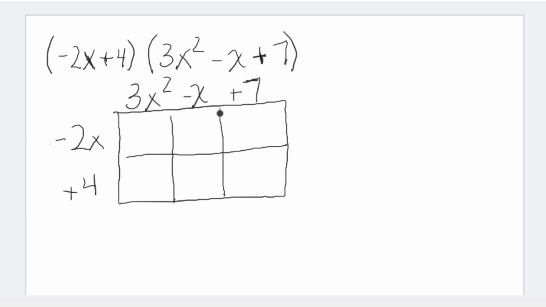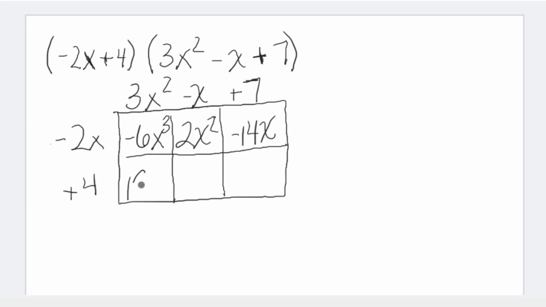And then you multiply them together, okay? Remember, you multiply your coefficients, so the numbers in front, and then you add their exponents. So negative 2 times 3 is negative 6, and then x times x squared is x to the third. Negative 2 times negative 1 is a positive 2, and then I get an x squared. Negative 2x times 7 gives me a negative 14x.